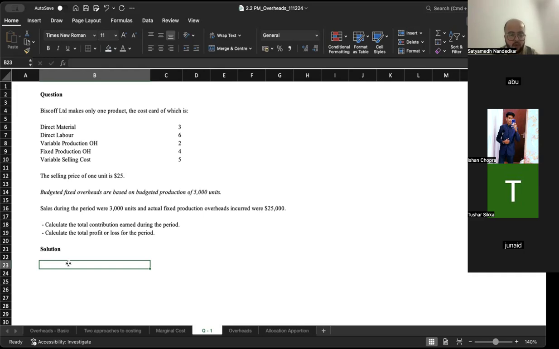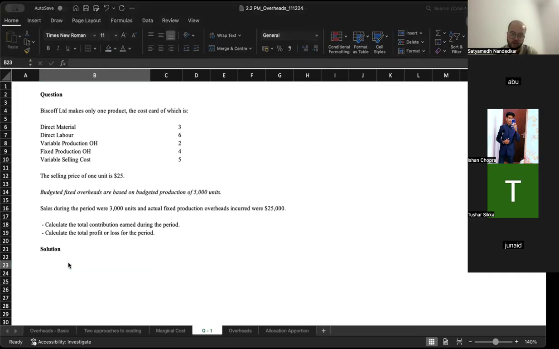Calculate the total contribution earned during the period. Calculate the total profit or loss for the period. Okay, so it is a simple calculation. They have asked you to calculate the contribution per unit and then get the total profit or loss for the period.